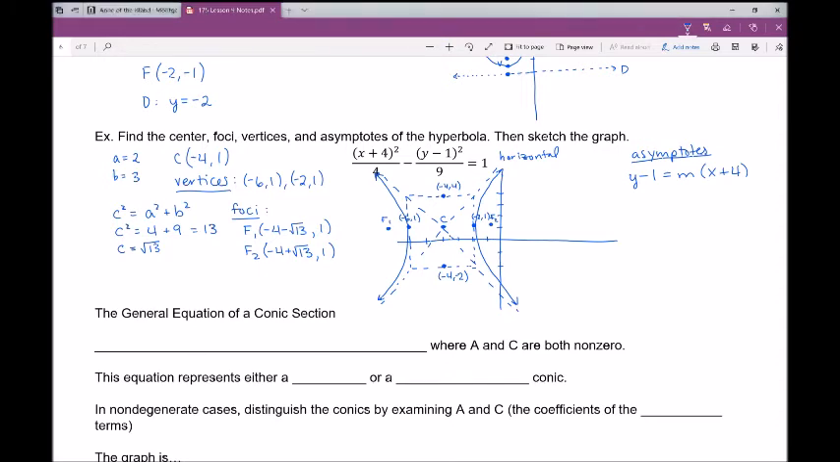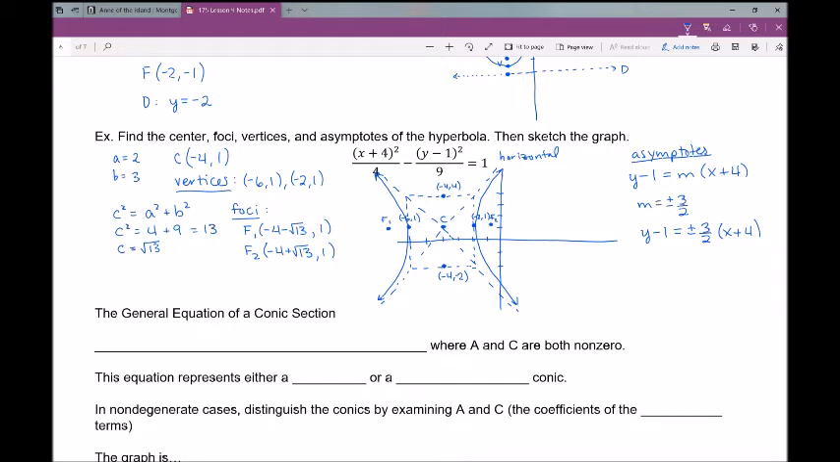So if we go up from the center, we're going up 2 units. No, sorry, we're going up 3 units and over 2 units. So our slope is going to be 3 over 2 in both a positive and negative direction. Okay, so our slope is 3 over 2, so our asymptotes are just y minus 1 is equal to plus or minus 3 over 2 times x plus 4. Okay, and that's everything we needed to find, and our graph is sketched.